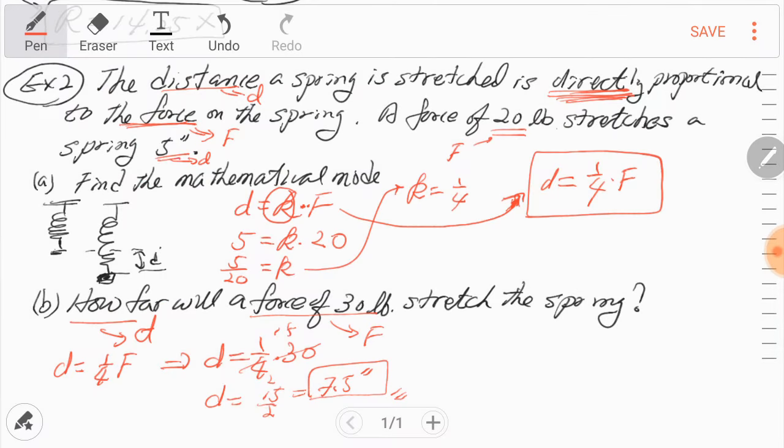And then if this is the inverse variation, we divide by k. And then always substitute the d value and f value so that we can find the k value. So finally, once we get the k value, the constant of variation, then we get the mathematical model that represents this.